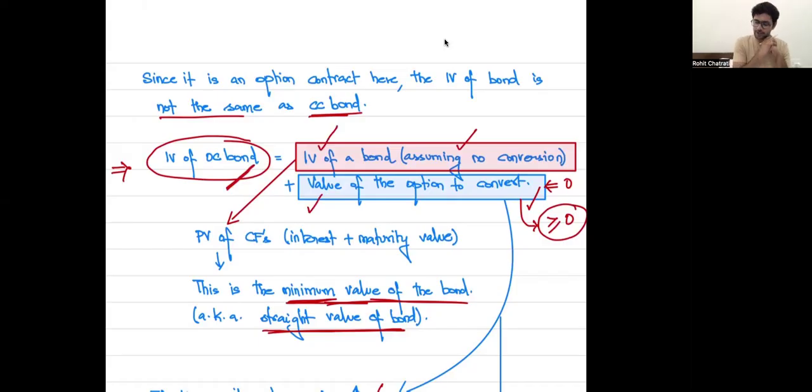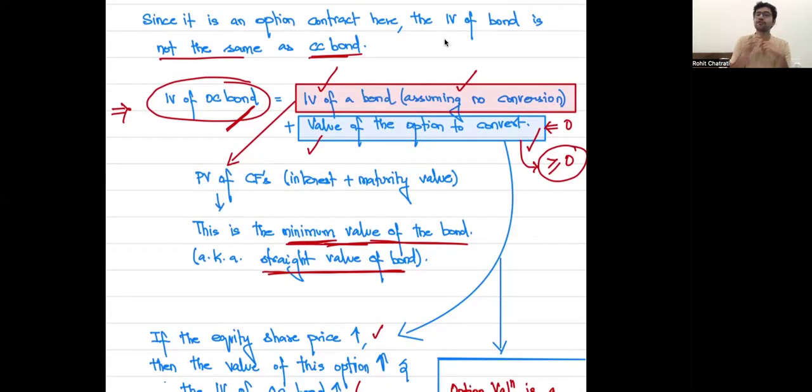Now, if you think of it, the value of the option contract is going to be either 0 or greater than 0. If it is equal to 0, then the value of an optionally convertible bond is going to be exactly equal to the straight value of a bond. So if the option value is equal to 0, then the convertible bond's market value will be exactly equal to the market value of a straight bond.